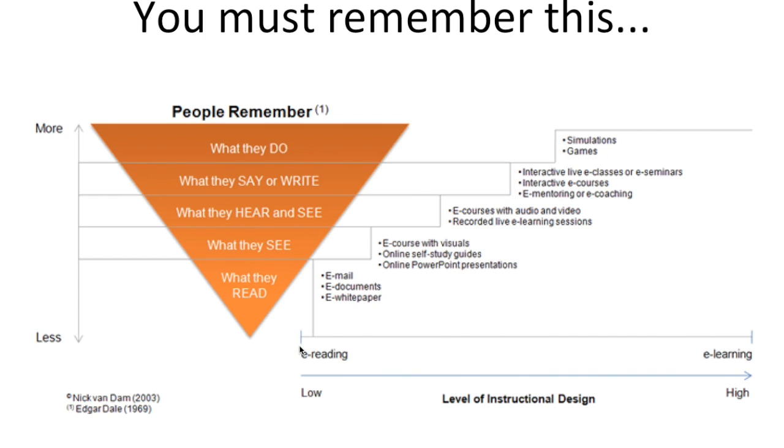And there's this link along the side here which is quite interesting. Van Dam has defined this e-reading as being the low end of things, and what we call e-learning is sort of a graduating scale leading up to really high levels of e-learning. And underneath that there's also the level of instructional design, which ranges from low to high. So down at the low end we get things like email, e-documents, the sorts of stuff that we see every single day in our inboxes.